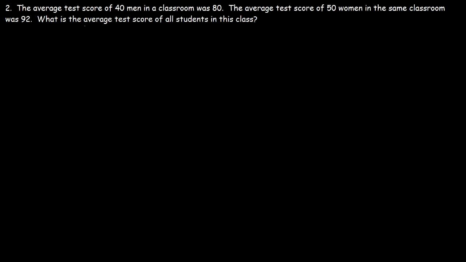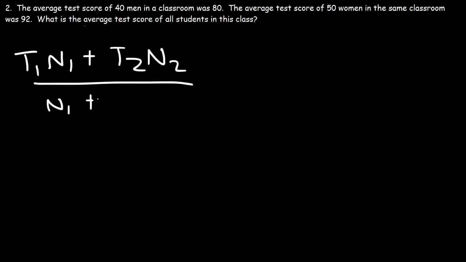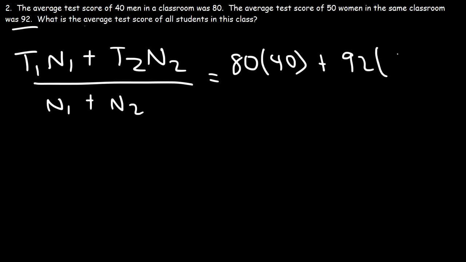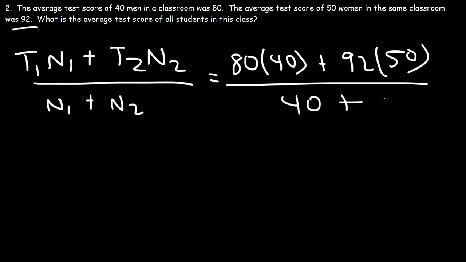So let's go ahead and calculate the average. I'm just going to rewrite the formula so you can follow along. Now, T1, we said that the average test score for the men in the classroom is 80. N1 is the number of men, that's 40. And T2, that's the average test score of the women in the classroom, so that's 92. N2 is 50. And then N1 plus N2, that's going to be 40 plus 50.